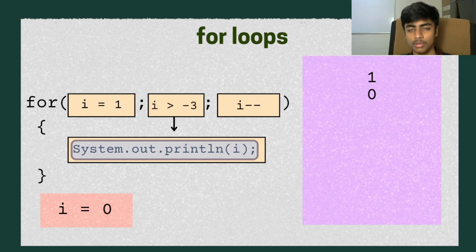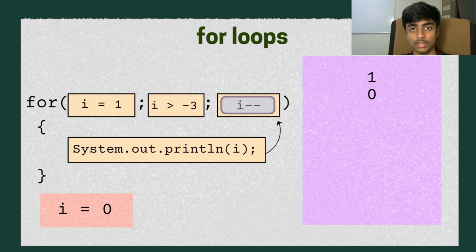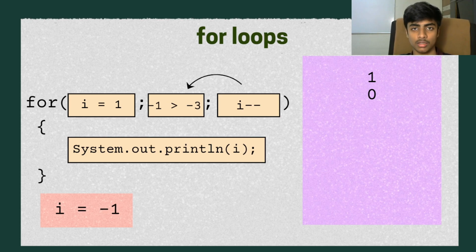From the println statement, we're going to move back to the update. The update is again decreasing the value of I by 1. So we're going to subtract 1 from 0 and we're going to get I as minus 1. From the update, we're going to go back to the condition and now we're checking if minus 1 is greater than minus 3. Again, our condition is obviously true. Minus 1 is greater than minus 3.